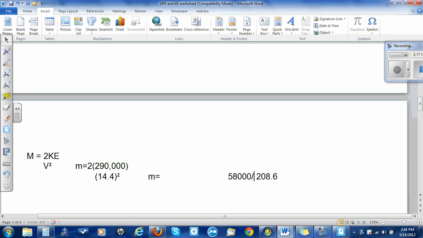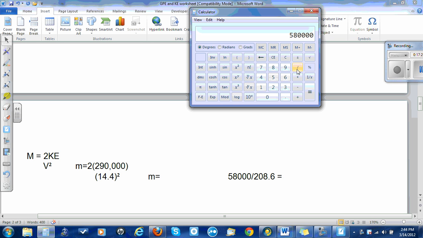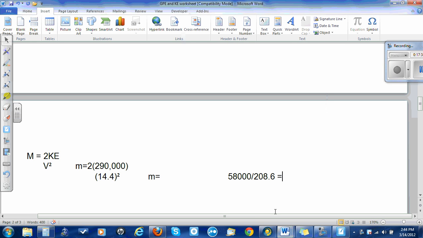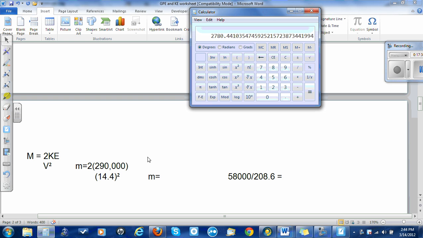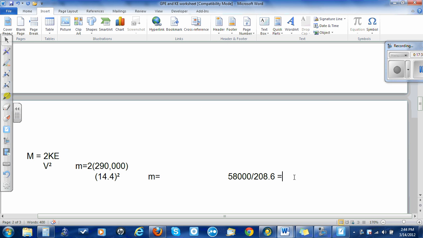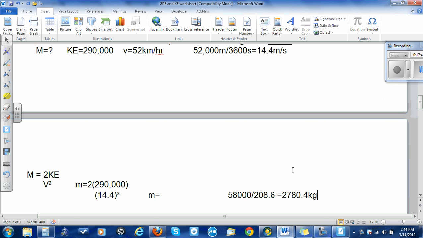So back to my problem, I have 580,000 divided by 208.6, and that equals the mass, 2780.4 kilograms. Let's see if that makes sense.